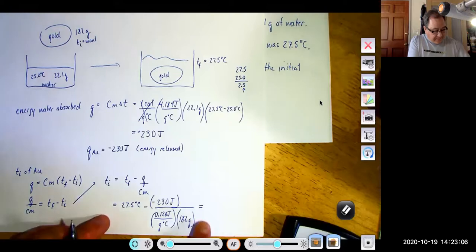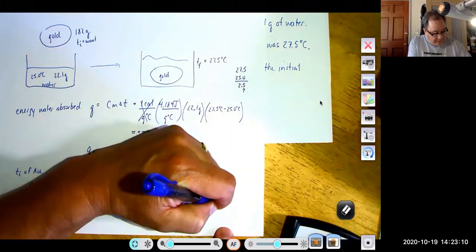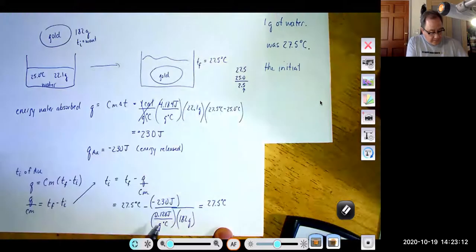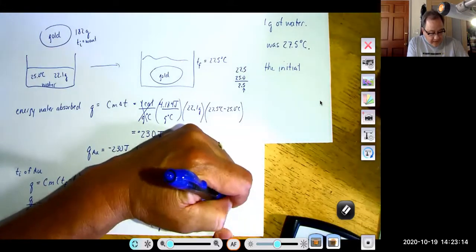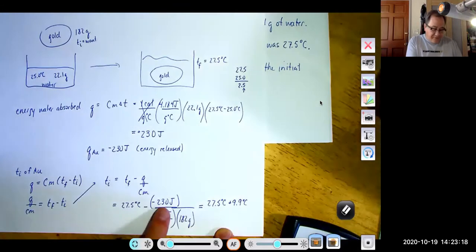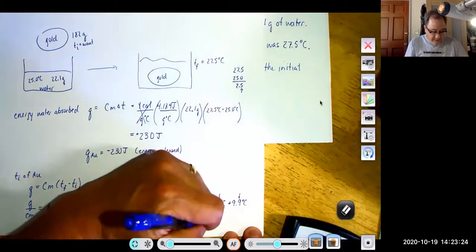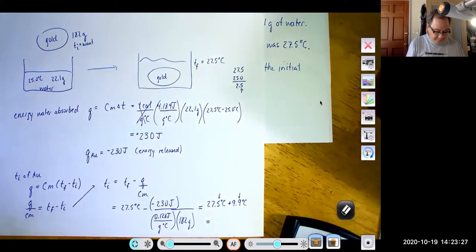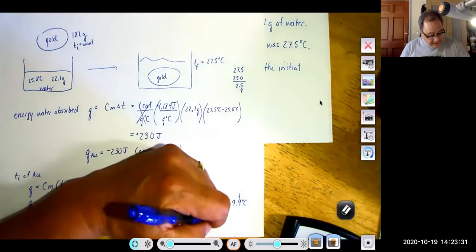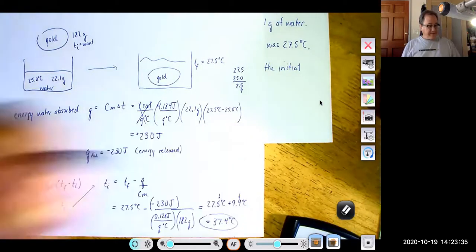So this ends up being 27.5 degrees Celsius plus 9.9 degrees Celsius. This only has 2 sig figs, so this only gets 2 sig figs. This is good to the 10th. So when we add them together, we get 37.4 degrees Celsius. And there's your final temp.